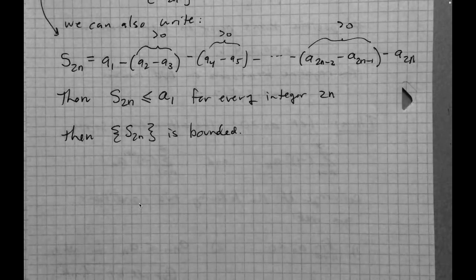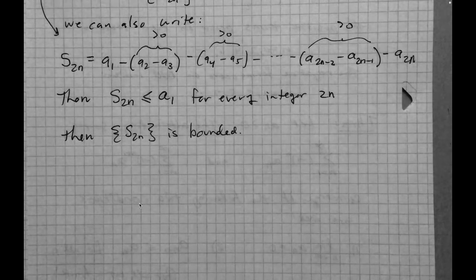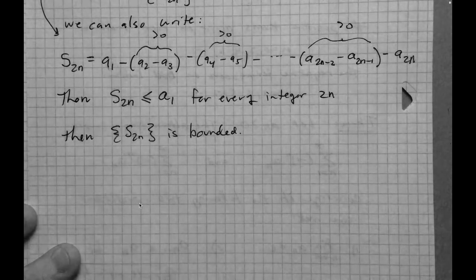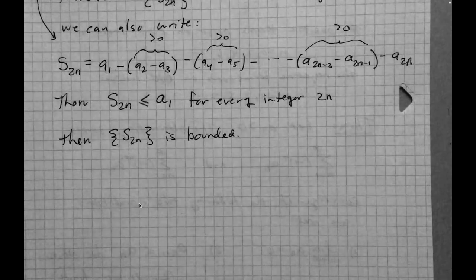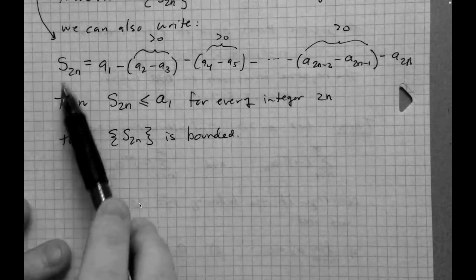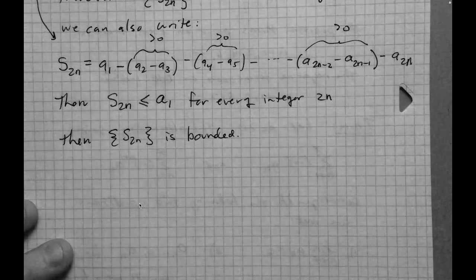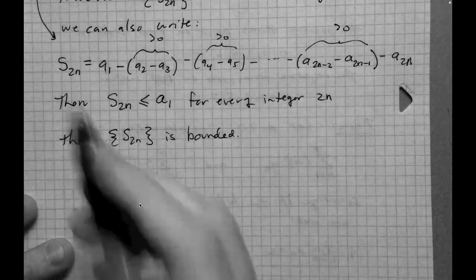Okay, it's bounded. And it's bounded because it's certainly bounded by this value here, whatever that happens to be. All of the partial sums are going to be less than a1. All right, so it's an upper bound on it. It's also a non-decreasing sequence.